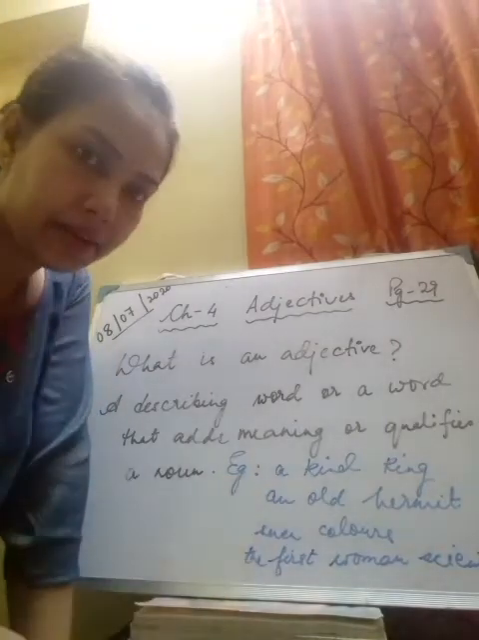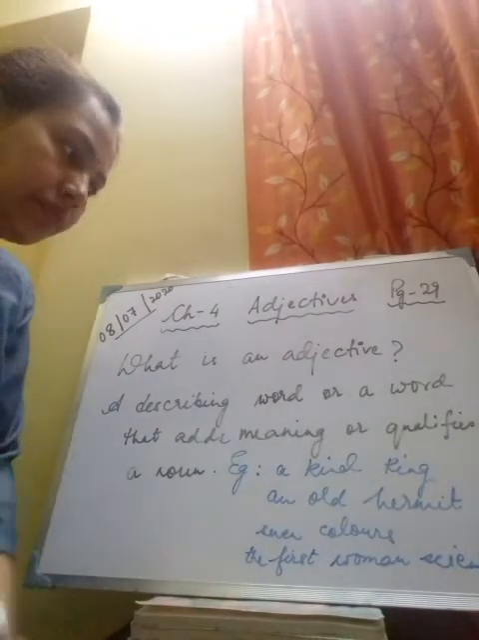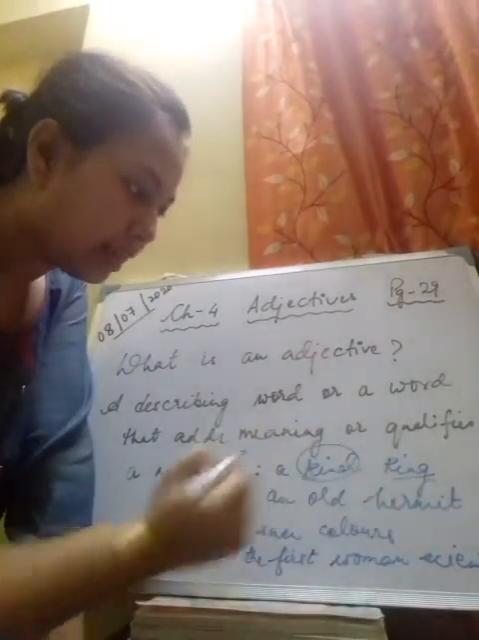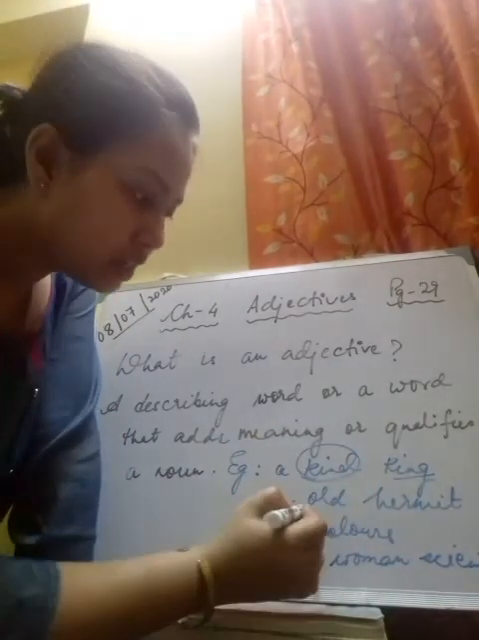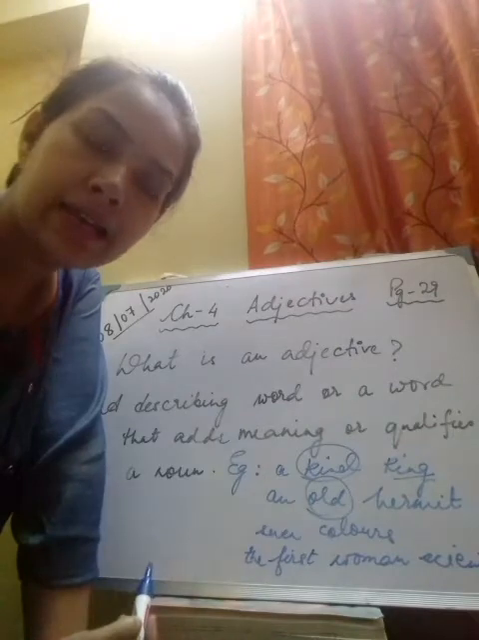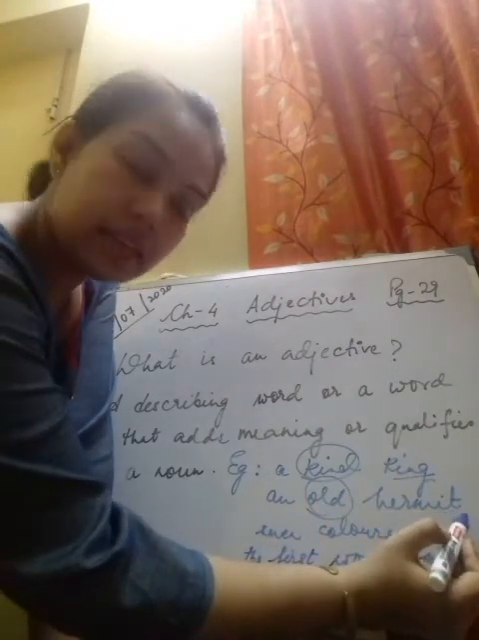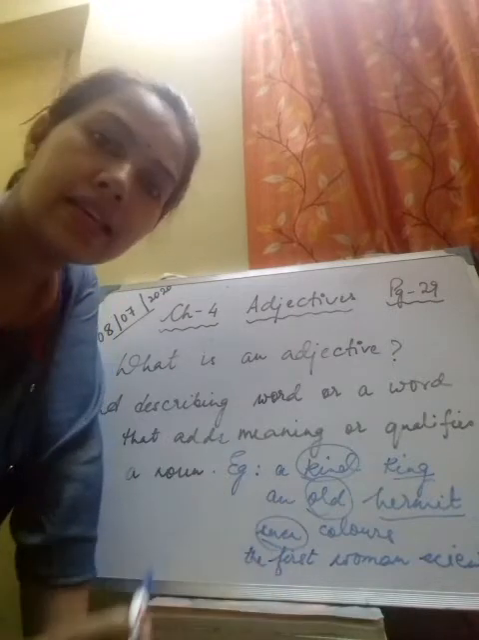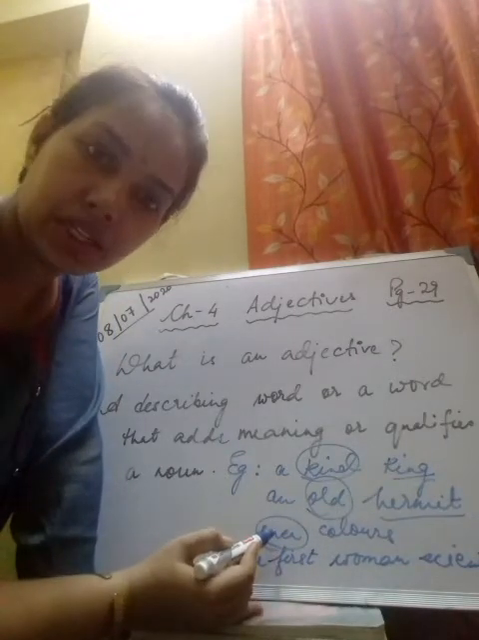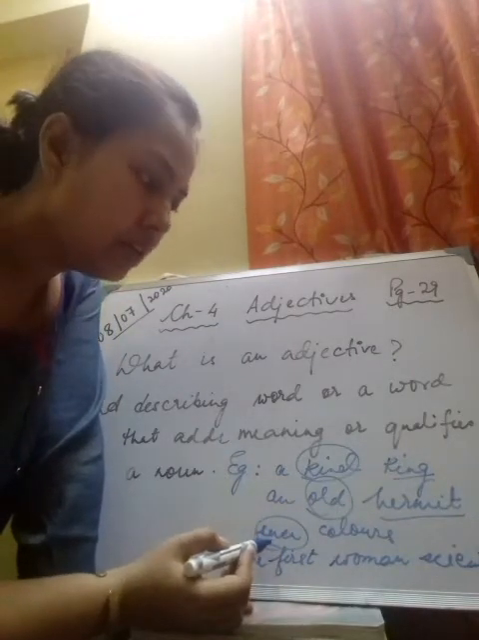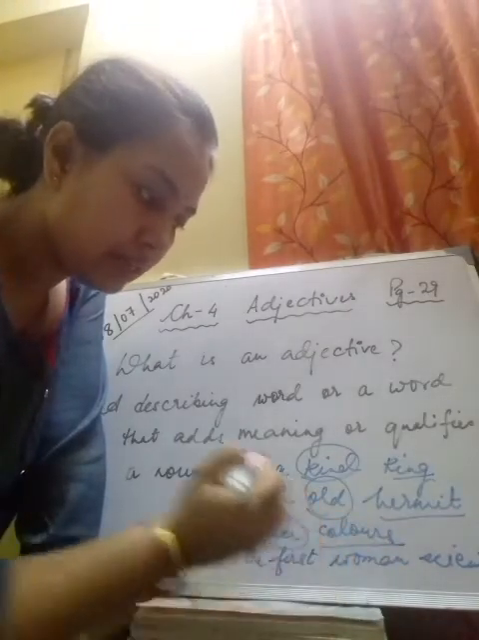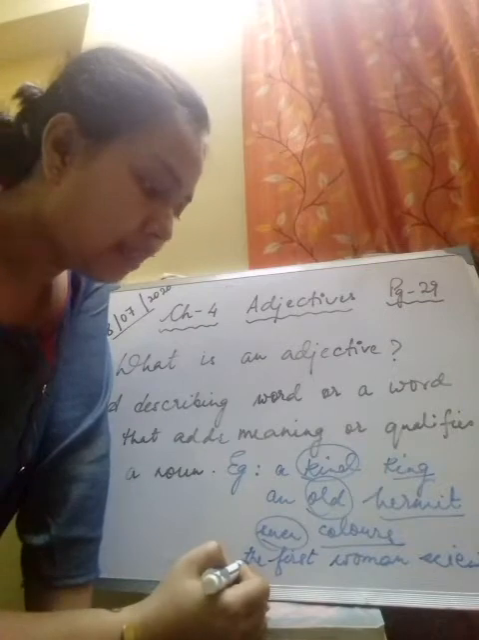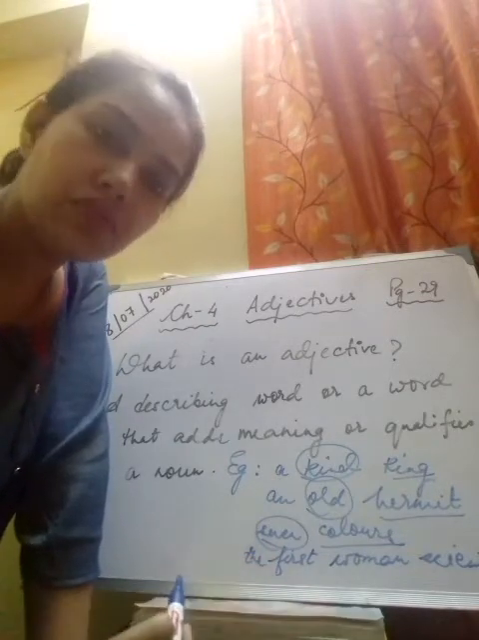So a kind king, which is the adjective here, children? Kind is the adjective that describes the noun king. An old hermit. Old is the adjective here that describes the noun hermit. 7 colors. 7 is the number here, which is used as an adjective to describe the colors. Talking about how many colors? 7. And the fourth example is the first woman scientist.